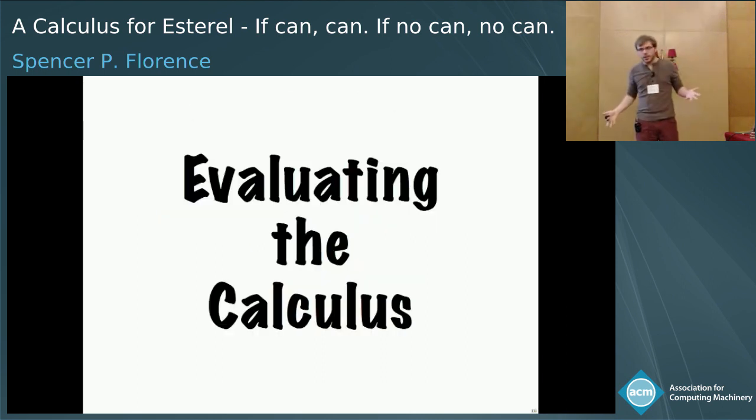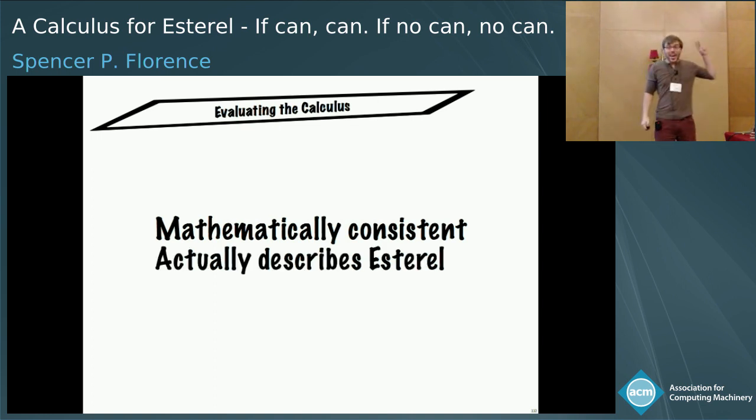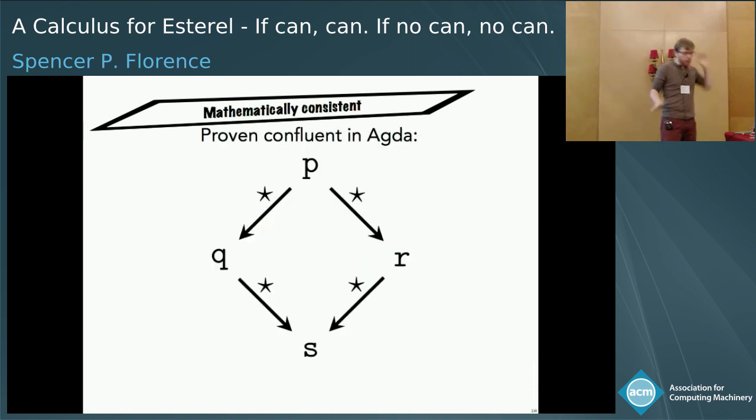So that's a quick look at the calculus, but how do we know that the calculus is good? Or rather, how do we know we actually have a calculus? And there are two questions I want to ask here. Is our calculus mathematically consistent? And does it actually describe Esterel, or does it describe some subtly different language? Now, I don't want to labor too much on the first point. All I want to say is that we have some 30,000 line Agda proof that shows that our reduction relation is confluent. So we're pretty sure it's consistent.